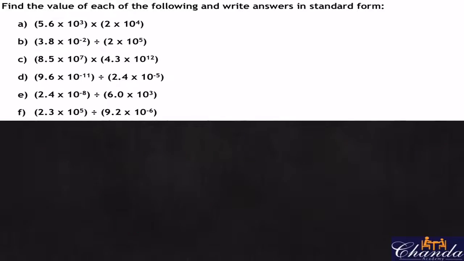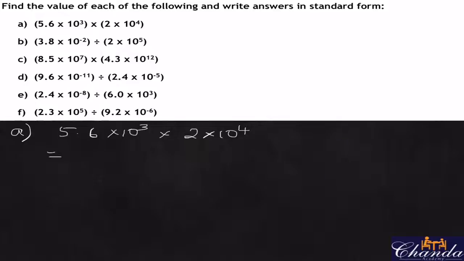So this question says, find the value of each of the following and write answers in standard form. Okay, so let's have a look. So we have A, 5.6 times 10 to the power of 3, multiplied by 2 times 10 to the power of 4.